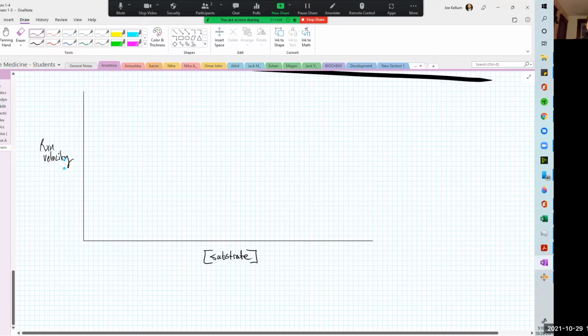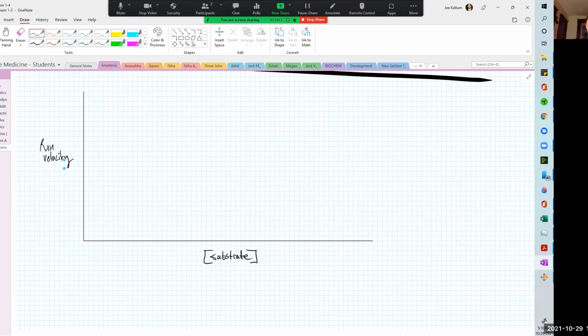bind to the substrate in a specific way that depends on the enzyme. Yeah, that works. Perfect. Okay. Cool. And so the specific thing is important.